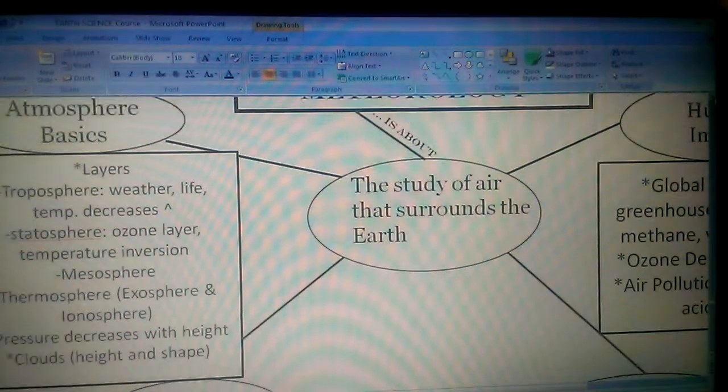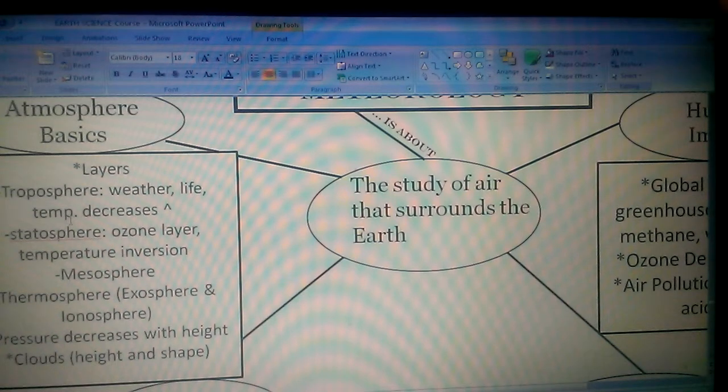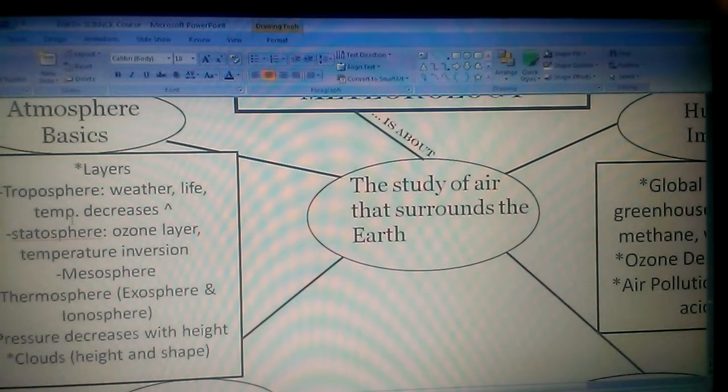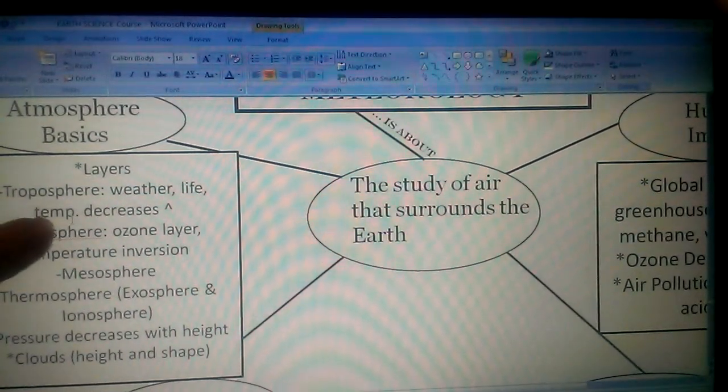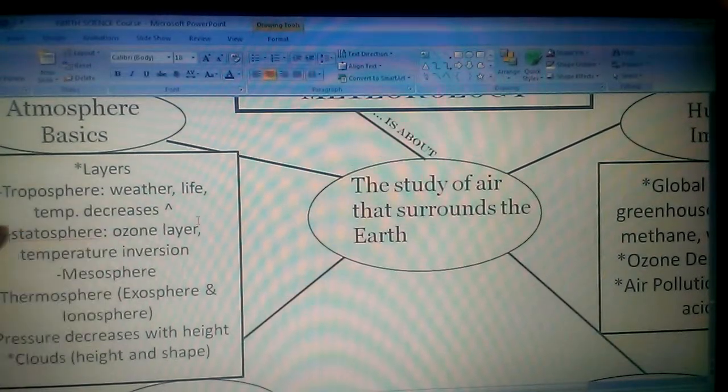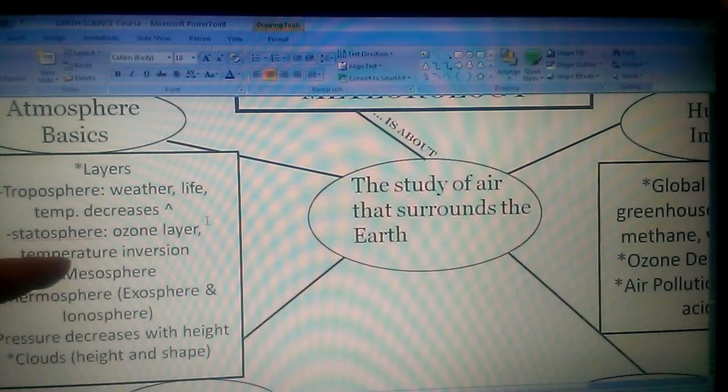So under atmosphere basics, you can see there are a couple things you want to focus on studying. To start off with, you're going to look at the layers. You have the troposphere, the layer we live in, where you have weather and all of your clouds. You have temperature decreasing as you go up. The stratosphere is next. The stratosphere has the ozone layer, temperature inversion, which means it gets warmer as you go up instead of colder. And that's because the ozone layer is trapping our UV radiation.